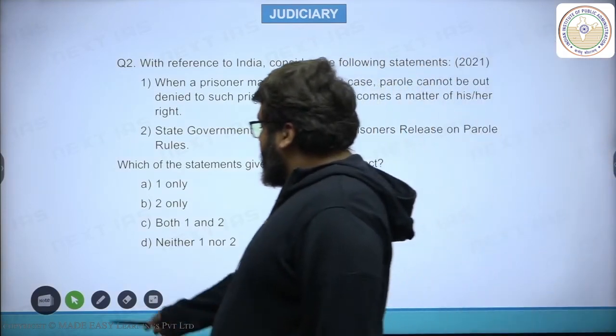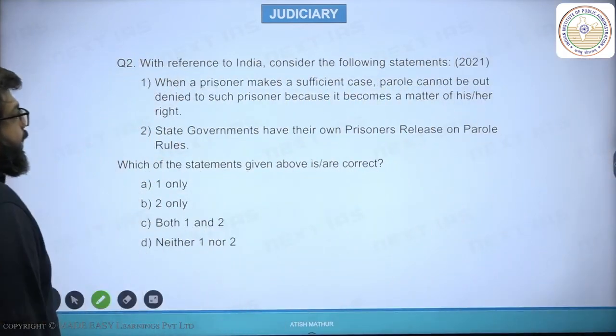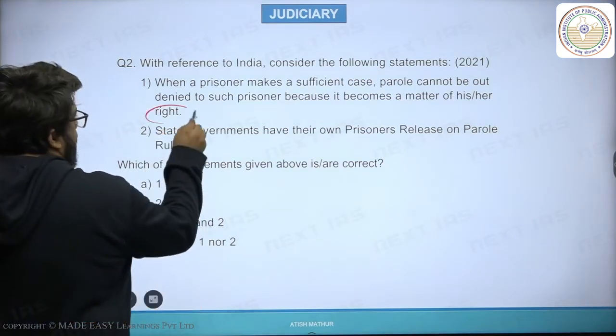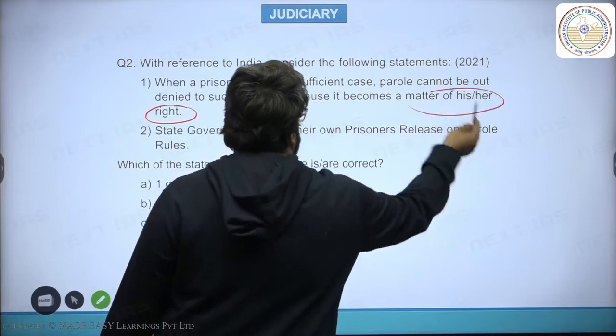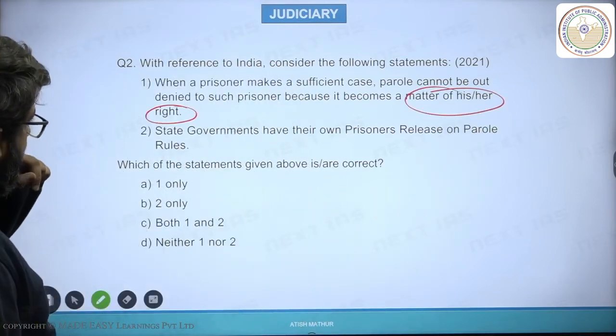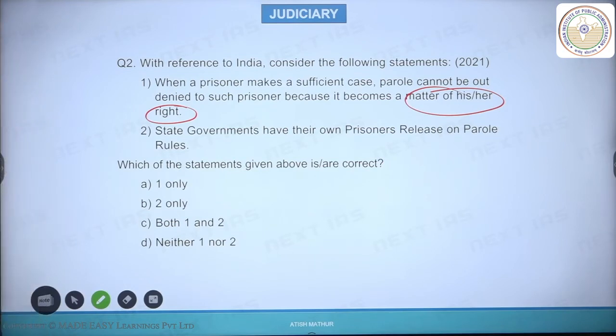When the prisoner makes a sufficient case, parole cannot be denied to such a prisoner because it becomes a matter of his or her right. State governments have their own prisoners release on parole rules.